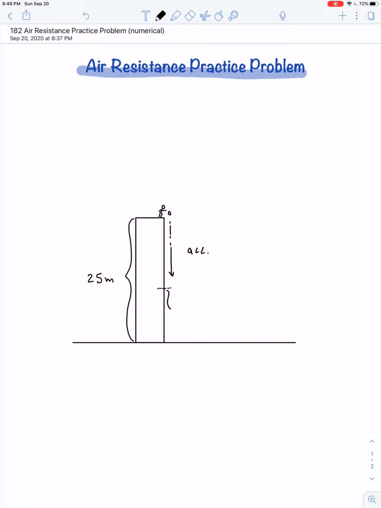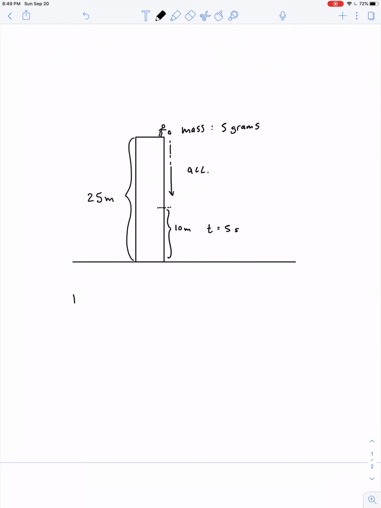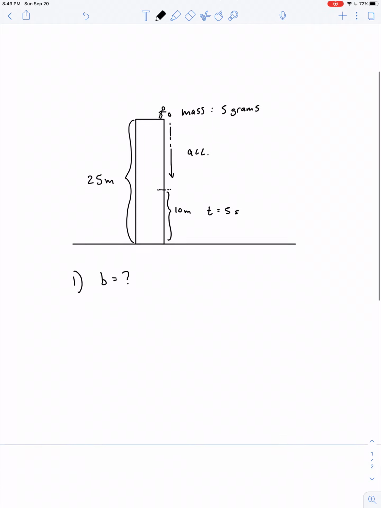And let's say you have a friend down below who measures how much time it takes to fall the final 10 meters. And they find that that time is 5 seconds. It takes 5 seconds to go the final 10 meters. Okay, and we'll say the mass of the wad of paper is about 5 grams. So the first question, what's the drag coefficient for this wadded up piece of paper?